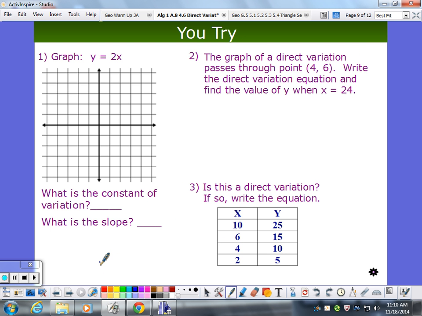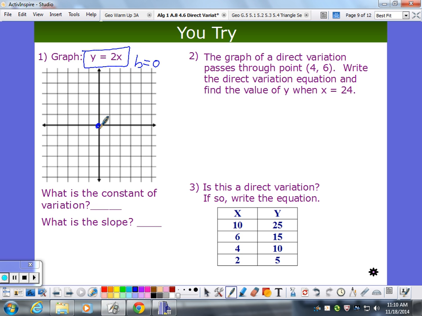Okay, these are your tries, let's just do them because I think this might have been a little confusing. Okay, so y equals 2x, is this a direct variation? Yeah. How do you know? There's no y-intercept number. What is the value of the y-intercept? 0. So can I graph this guy? Yes.